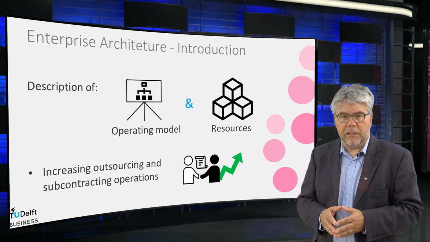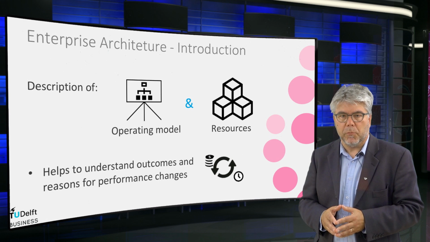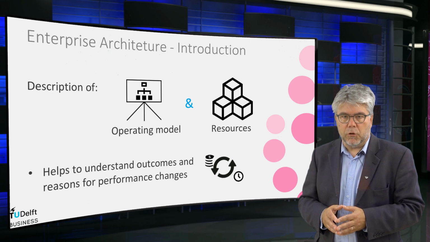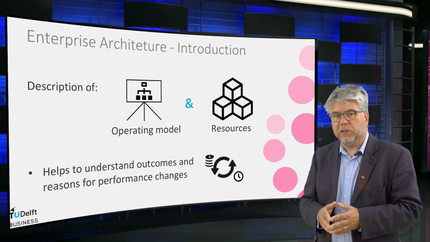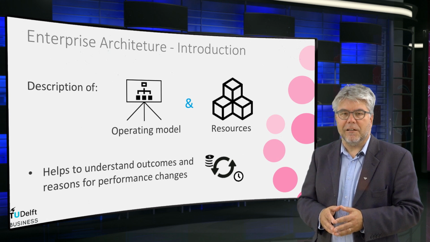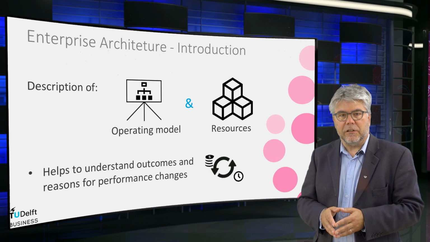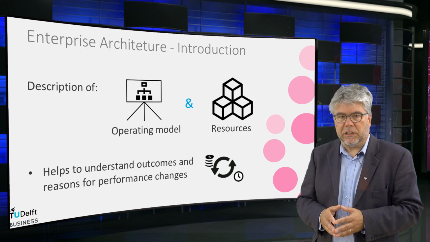Most importantly, enterprise architecture helps you to understand outcomes and reasons for performance changes if you deviate from your planned business model implementation. For example, you want to revise a service to meet the requirements of your customers better, or you need to lower the price of your products to match the competition, or when you face a lifetime business opportunity to take advantage of. The question enterprise architecture will answer is, how does the change affect my resources and capacity of doing business?